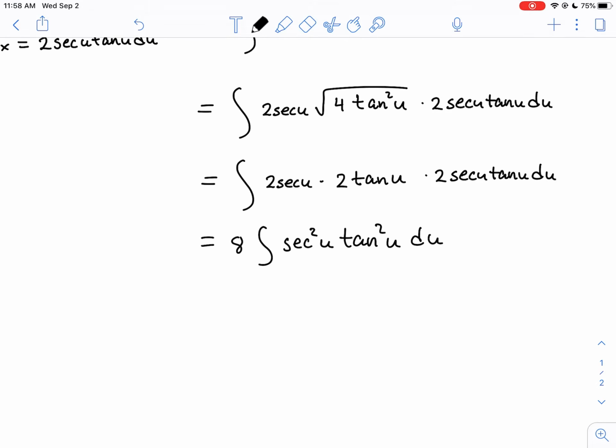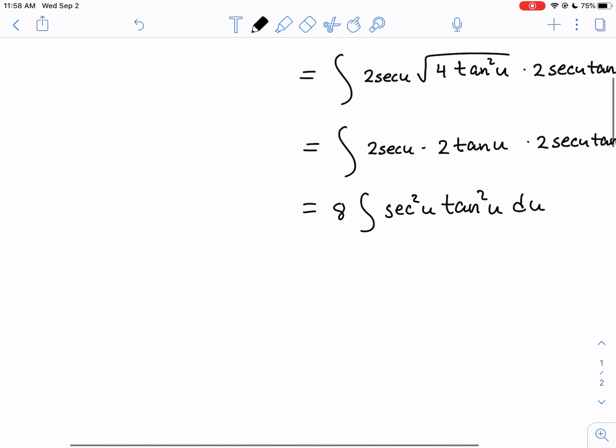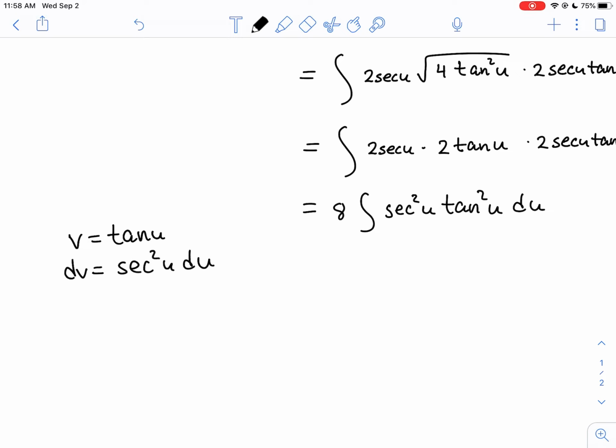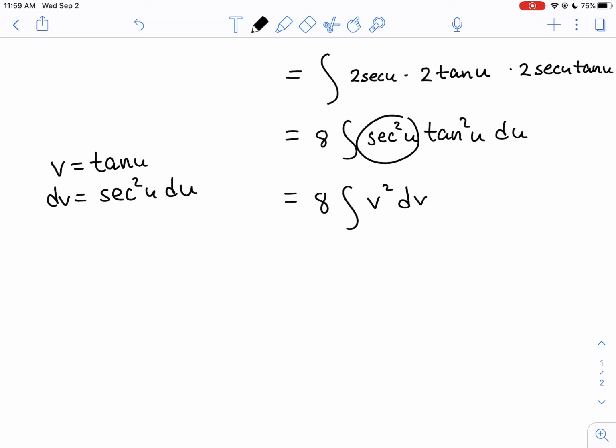Well, a regular substitution will work here because the derivative of just tangent is secant squared. So u's already been taken, but a new variable, let's go with v. If I let v equal tangent u, then the derivative of v is present, so I can construct the dv. So we can just do a basic substitution here. Let v equal tangent u. dv will be secant squared of u du. And so this integral will become 8 times v squared dv. The dv came from the secant squared times the du, and then that tangent squared is just v squared.